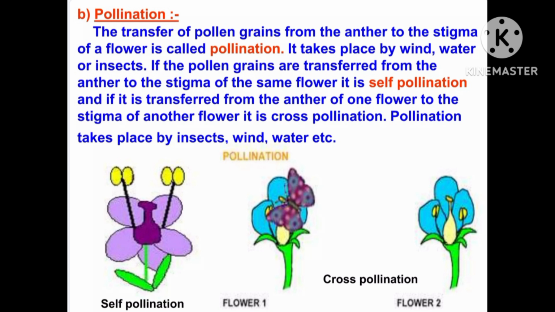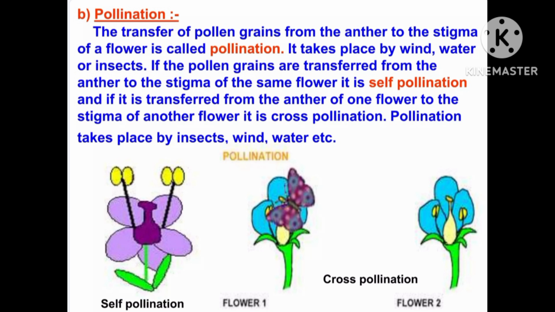And if the pollen is transferred from the anther of one flower to the stigma of another flower, it is called cross pollination. Cross means from one flower to another flower. The pollen grain has to reach the stigma of another flower. That is why it is named cross pollination.